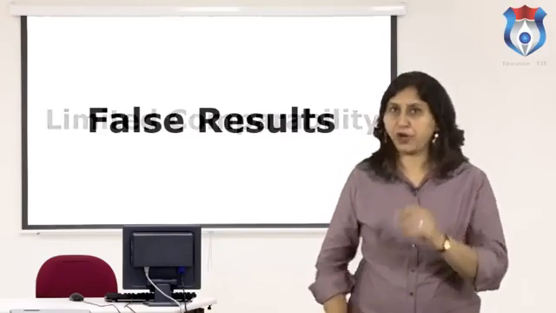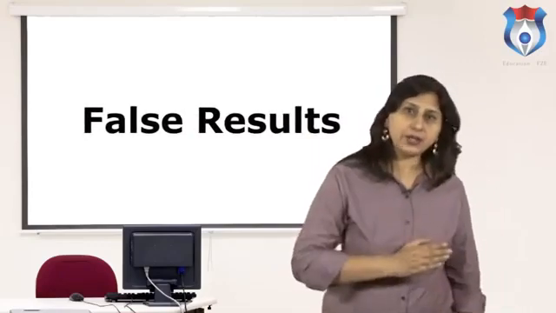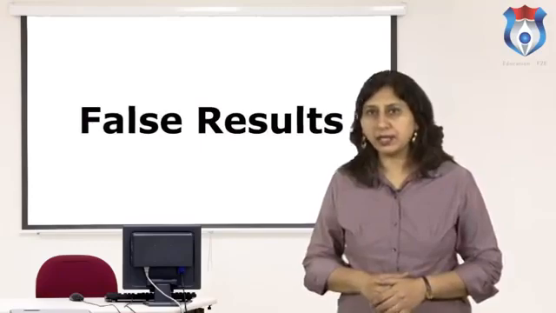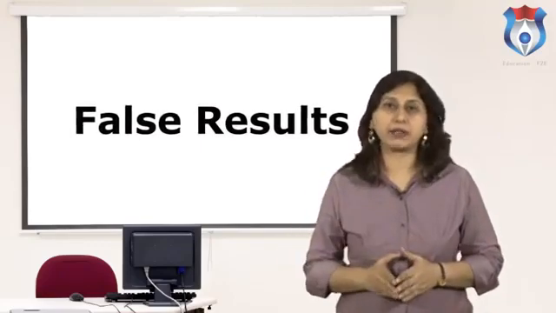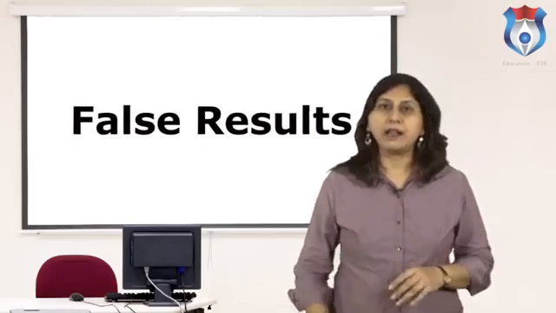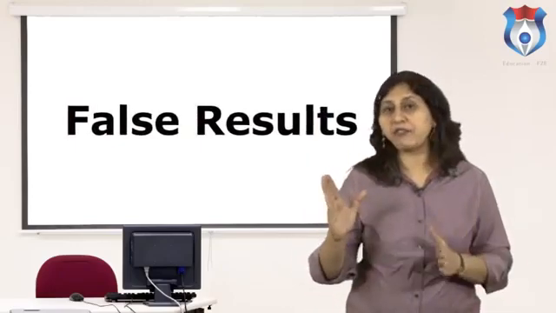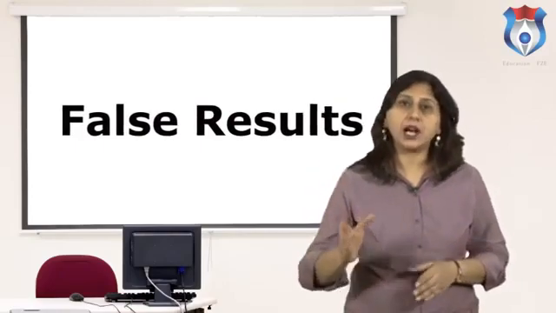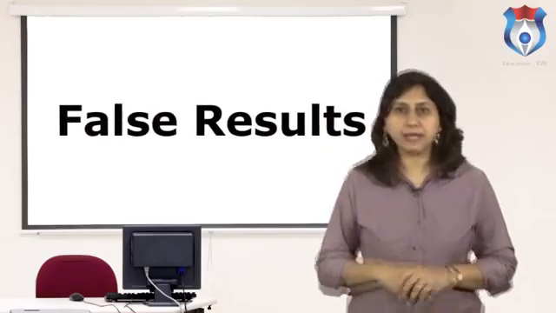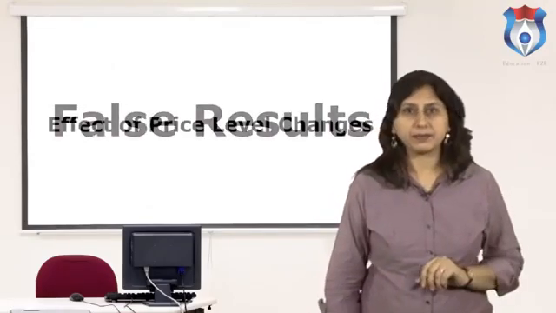False results. Accounting ratios are based on data drawn from accounting records. In case that data is correct, then only the ratios will be correct. For example, if valuation of stock is based on very high price, the profits of the concern will be inflated and it will indicate a wrong financial position. The data therefore must be absolutely correct.